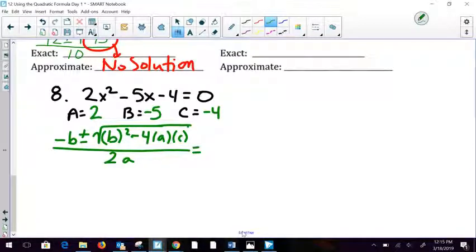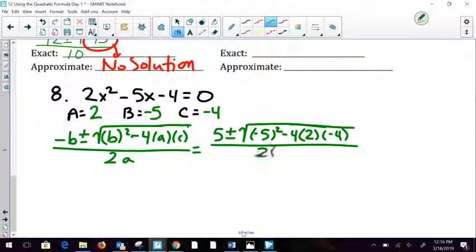What's the opposite of b? Right, a +5 plus or minus the square root. And then what's my b? Yep, -5 squared minus 4 times, what number's in the a position? You guessed it, 2, and c is? Great, -4 all over 2 times a, which is 2. Good. Okay, so I have 5 plus or minus the square root. Punch in your calculator, -5 squared. Make sure you put that -5 in parentheses. And then -4 times 2 times -4. And what number do you come up with?